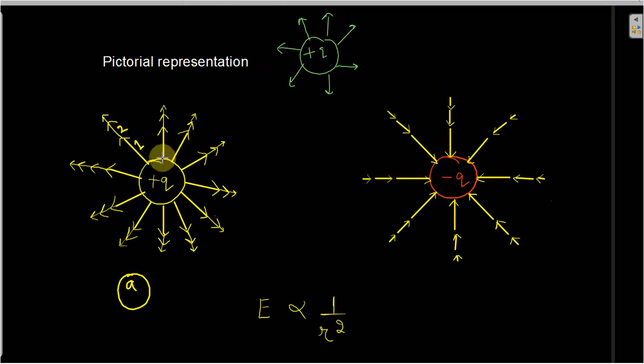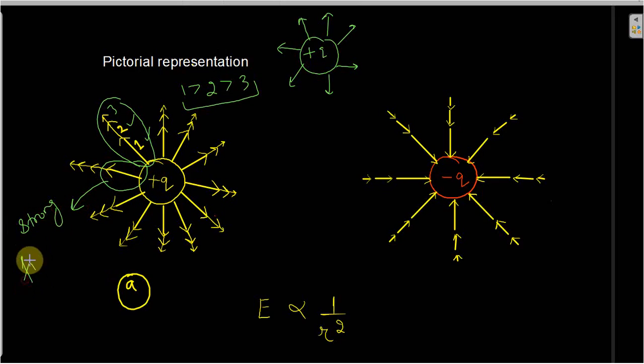But if you see the diagram carefully, there are three vectors. This is the first, second and third vector. If you compare the length of all the three vectors, you will see the first vector is larger than the second one and the second one is larger than the third one. So a larger vector represents the strong electric field. What do we mean by this larger vector? It represents strong field.